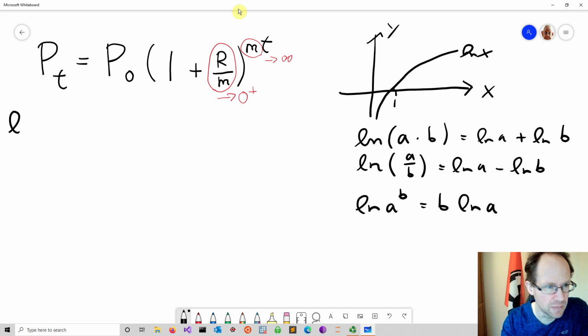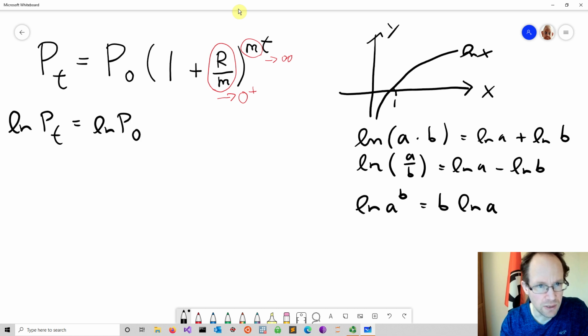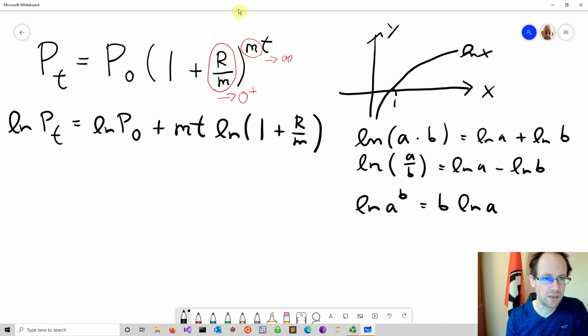So if I take the ln, I obtain the following. I get ln P equal to ln P0. And that obviously becomes a separate term, so it's plus mt, this goes in front, ln of 1 plus r divided by m. Now this helps us a little bit, but we still are not entirely sure how this will behave, because we still have our limit inside the ln. The next thing we have to do is an approximation.